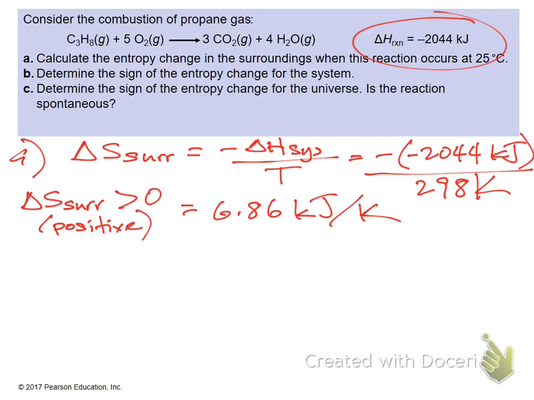All right. For part B, determine the sign of the entropy change for the system. So how do we determine the sign for the entropy of the system? You guys remember? Right, you would have to compare the number of moles of the reactants to the products. For the reactant side, we have a total of 6 moles, and on the product side, we have a total of 7 moles. So because there's an increased number of moles, the change in entropy for the system is going to be positive.